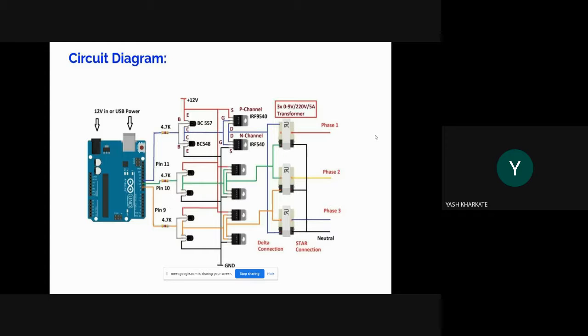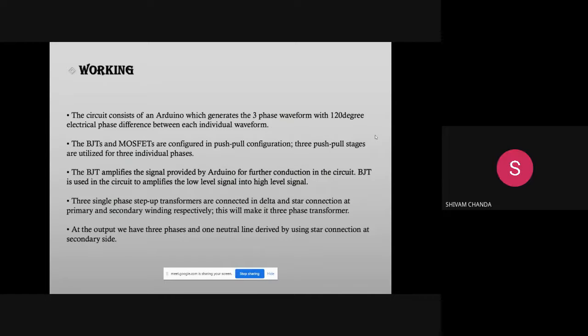So 4.7K resistances are connected, and then you can see there is BC557 and BC548. Those are BJTs, and next to that MOSFETs are connected. So it makes a combination as an inverter circuit, and later on a transformer is used for step up. Shivam, next slide. So this is the working.